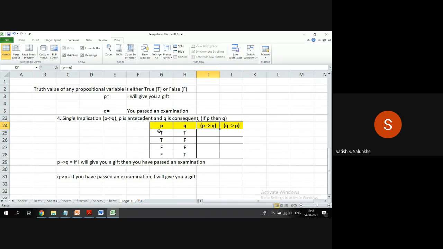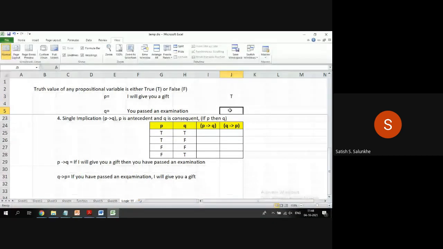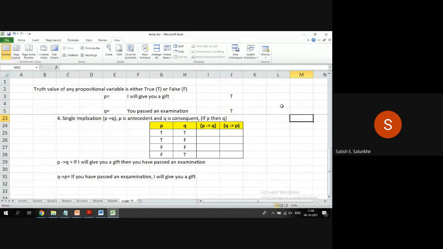So what is given to you? P implies Q. We need to identify. So right now it is given to you. I will give you a gift. I have given you a gift. This is true. Let us say this is the current scenario. And you have also passed an examination. This is also true. So we need to check P implies Q. What is the truth value? At present, the facts are given to you that I have given you a gift. It is a truth. Means I have really given you a gift. And you have passed an examination. This is also true. So what is P implies Q?